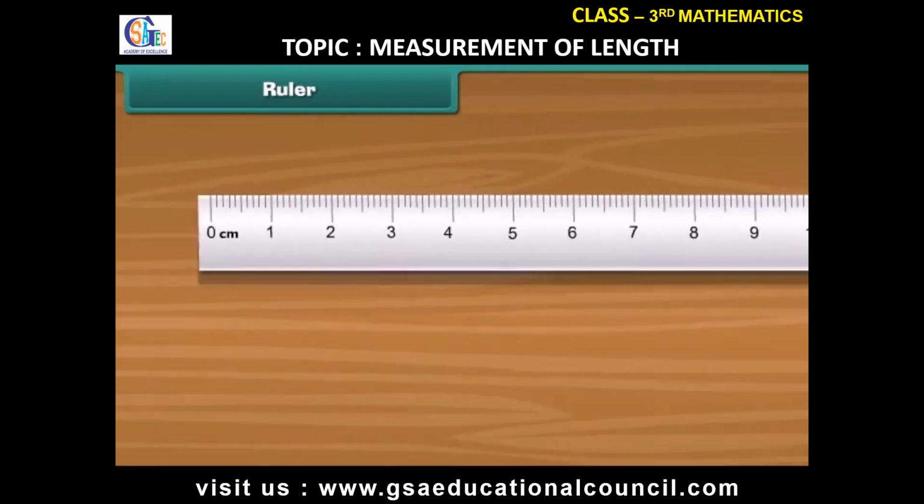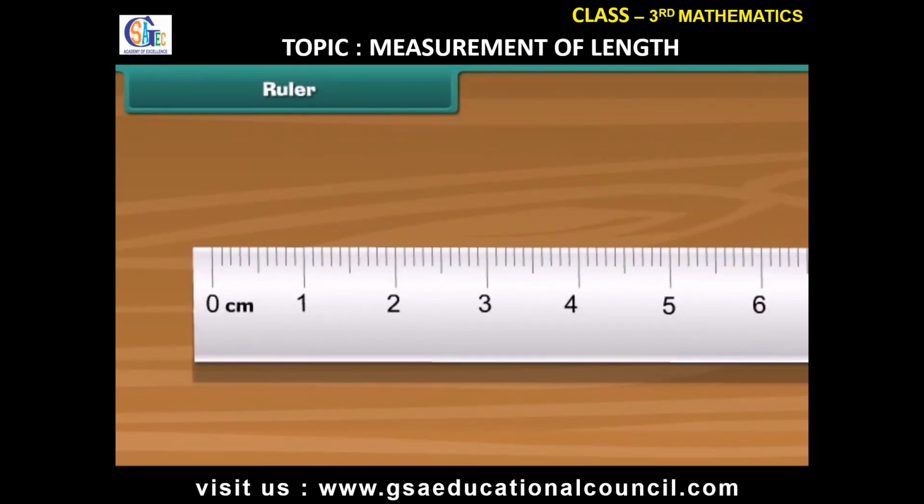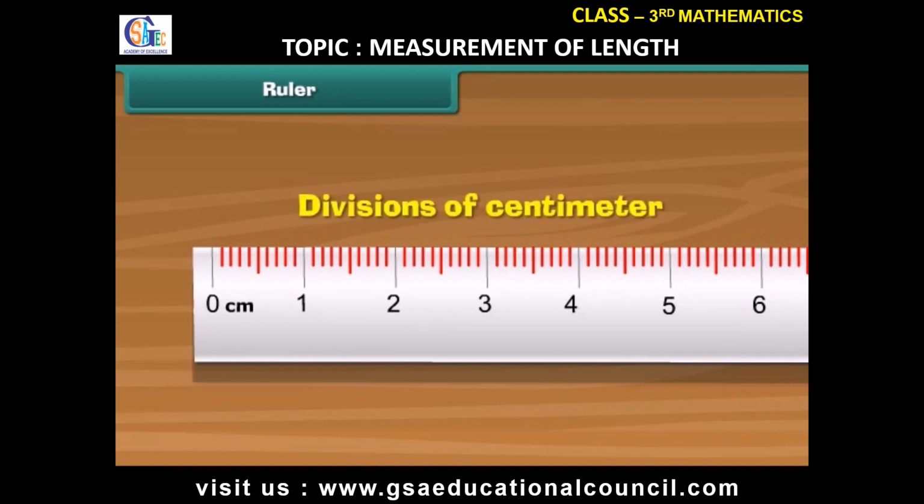You find many divisions on the margin of the ruler. Some lines are longer while others are smaller. The longer lines represent the number in centimeters. The small lines between two long lines represent divisions of centimeter.